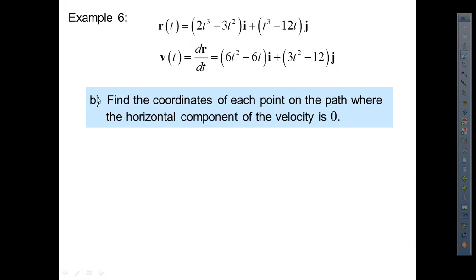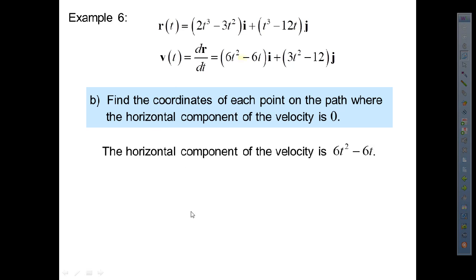All right, so now the next part for the same problem: find the coordinates of each point on the path where the horizontal component of the velocity is 0. Now, what's going to tell me about the horizontal component of the velocity? Well, if we find the velocity, the horizontal component is going to be the x, or the i part. So 6t squared minus 6t. If we want to know what values of t make that 0, we just pull that thing out and set it equal to 0.